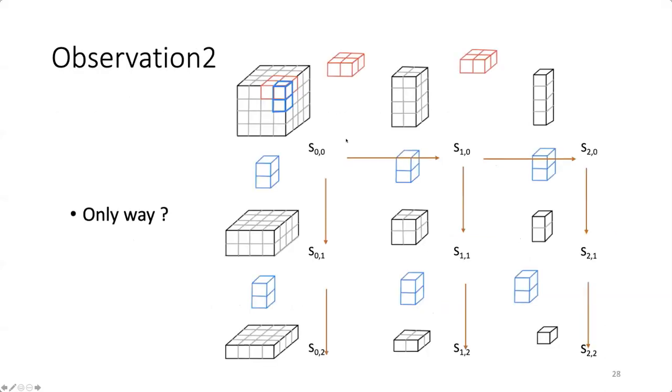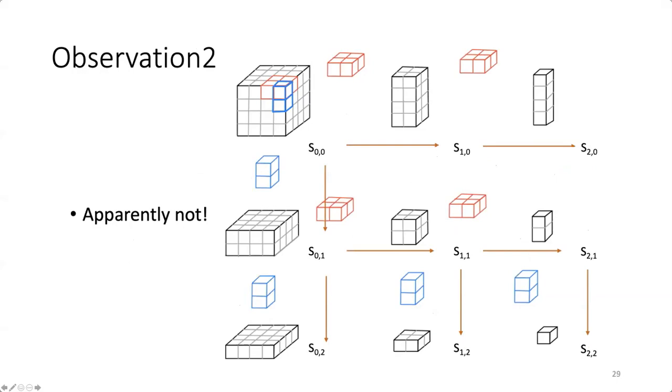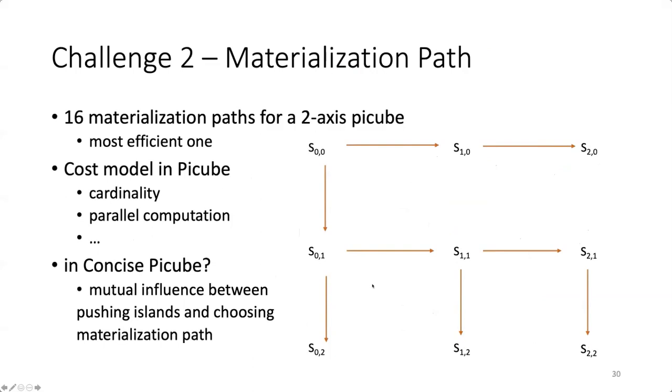So recognizing islands, pushing islands, and deciding how many replicates of the island need to be materialized constitute our first challenge. In the former example, we first aggregate along axis XY and then aggregate along axis T. Is this the only way to do the aggregation? Apparently not. We can always aggregate along X, Y, and T together, or at this step aggregate along axis XY, and then along XT here. In a two-axis Picube, there are 16 materialization ways. We call the order to materialize the strata materialization paths. Among these 16 paths, which one is the most efficient?